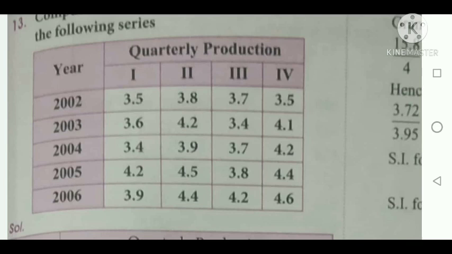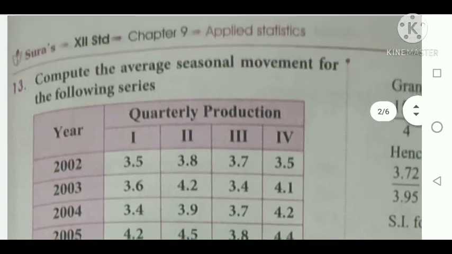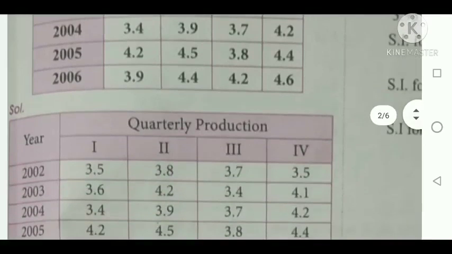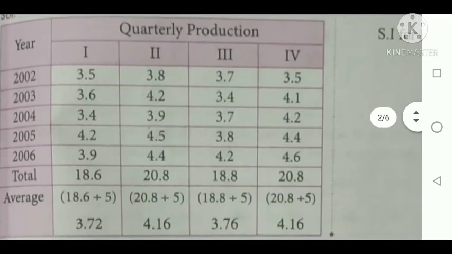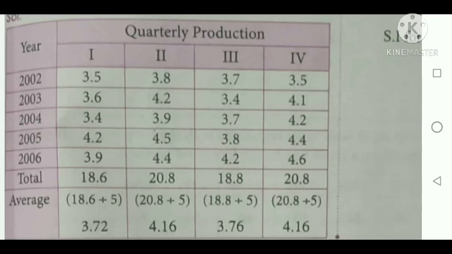So first 3 months, then 3 to 6 months, then third quarter and fourth quarter. Using this I am finding the value of average seasonal movement. First we are finding the average value by taking the data as it is, the column as well as the row, and taking the average of the first quarter. How many years are there here? 2002 to 2006, it is 5 years. So add all those values, we are getting a total of 18.6. 18.6 divided by 5, we are getting 3.72, that is the average of the first quarter.